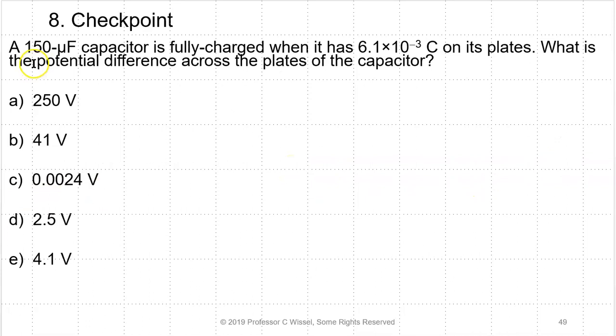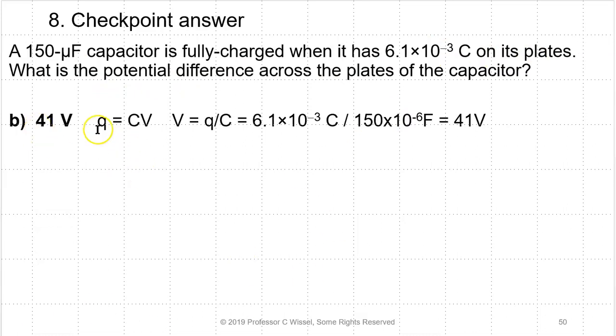A 150 microfarad capacitor is fully charged when it has 6.1 times 10 to the minus 3 coulombs charge on its plate. What is the potential difference across the plates of the capacitor? It ends up being 41 volts. Q equals CV, V equals Q over C. So 6.1 times 10 to the minus 3rd coulombs divided by 150 times 10 to the minus 6th farads, 41 volts.